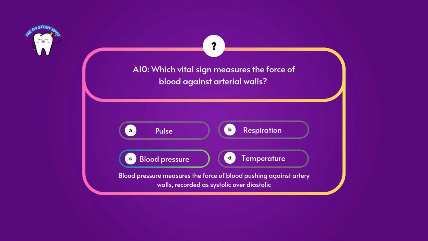The answer is C. Blood pressure. Blood pressure measures the force of blood pushing against artery walls, recorded as systolic over diastolic.